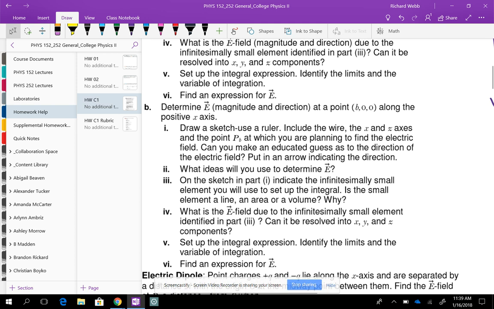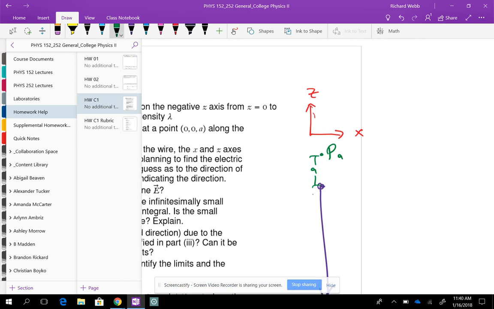So the first step is to draw a sketch using a ruler, including the wire, the x and z axis, the point P, and put an arrow indicating the direction of the electric field due to a small segment, well, actually due to the entire wire. So you're going to draw that in. For my segment, because I don't have it defined how long it is in either direction or if it goes to infinity in either direction, I can't do the entire electric field vector. But that's what you're supposed to do. So for instance, if this is a positive charge evenly distributed along this wire, what direction is the electric field going to point at A?